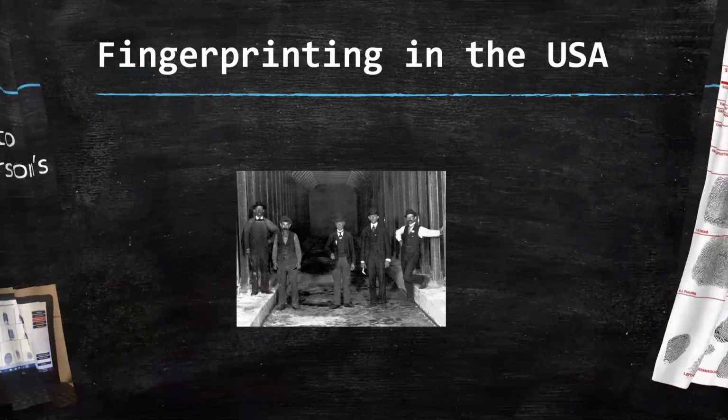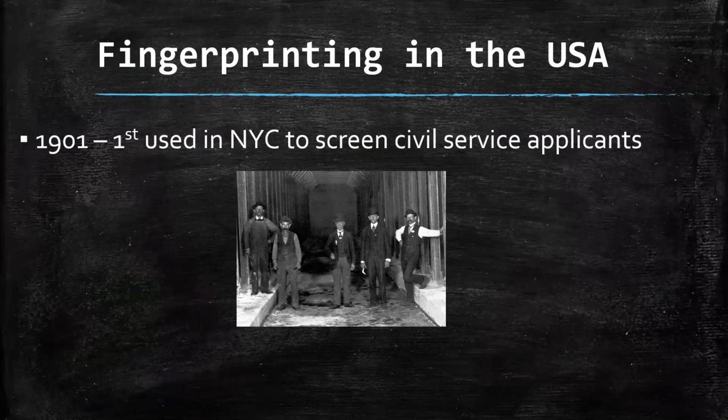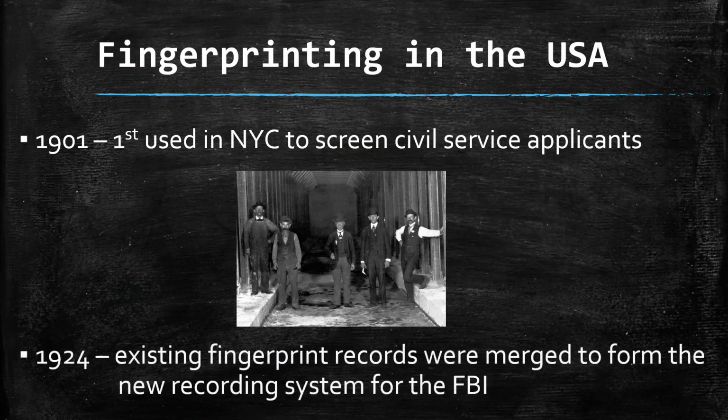So, fingerprinting in the United States. 1901 is when fingerprinting really started to pick up in the United States for practical use. It was first used for civil service applications for those wanting a job in New York City. All the immigrants were coming in.